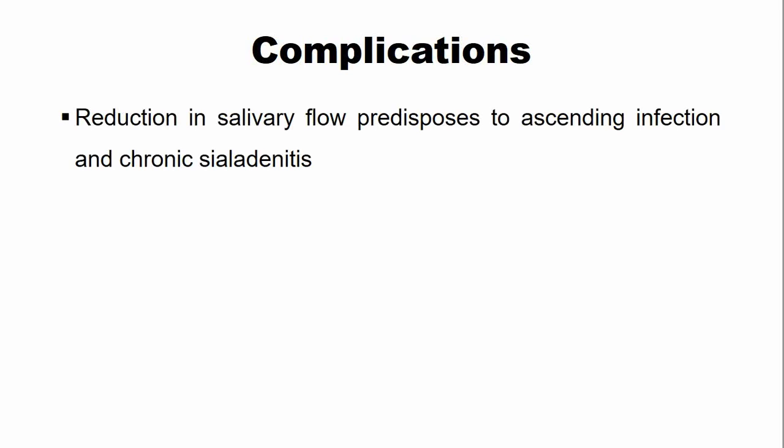The most common complication occurs because of the reduction of salivary flow within the affected gland, because it results in ascending infection in the gland, most commonly bacterial infection. That bacterial infection causes chronic sialadenitis, meaning chronic inflammation of the salivary gland.